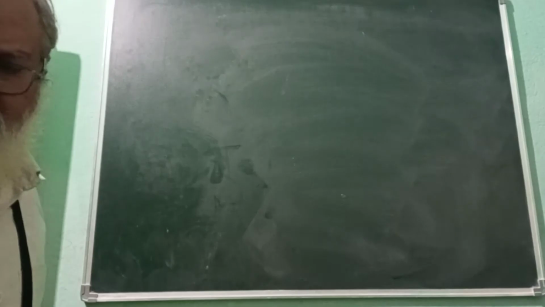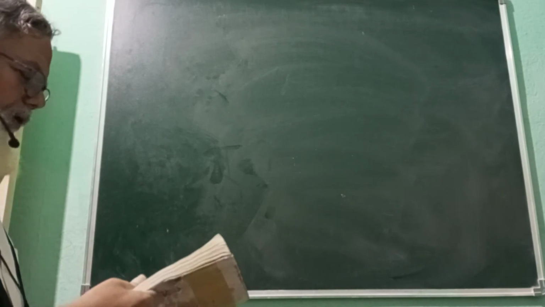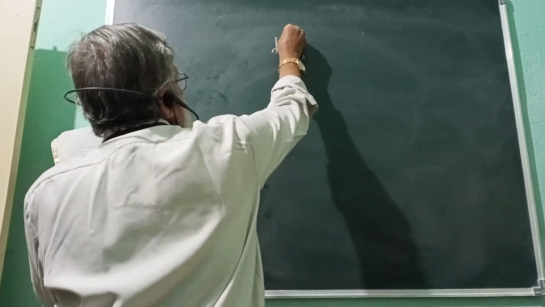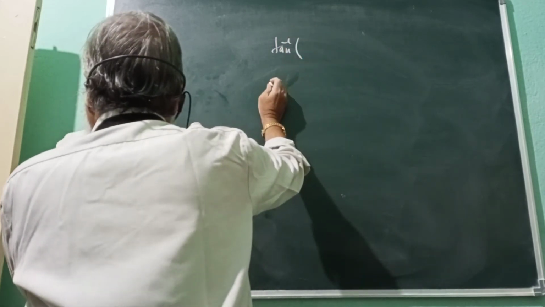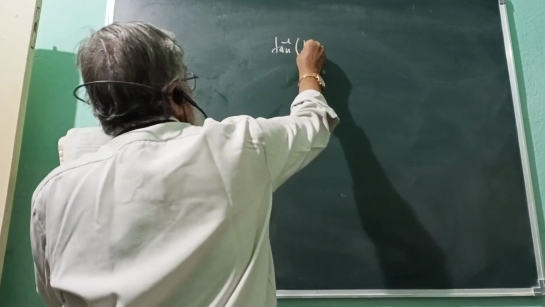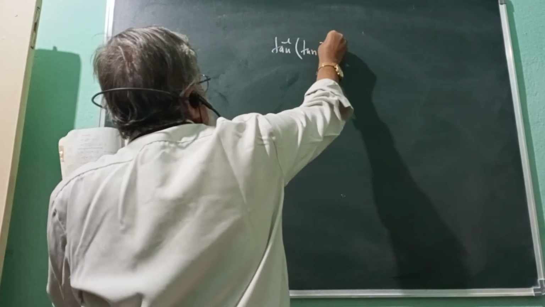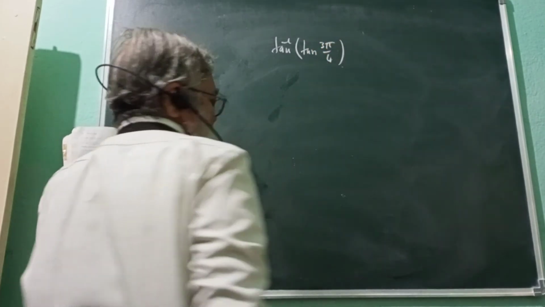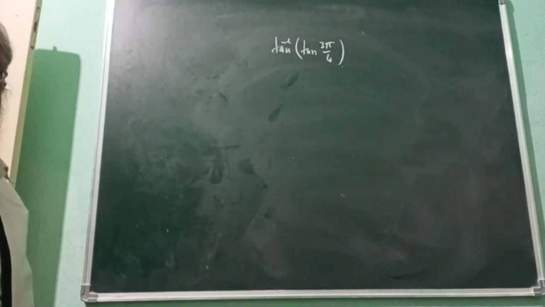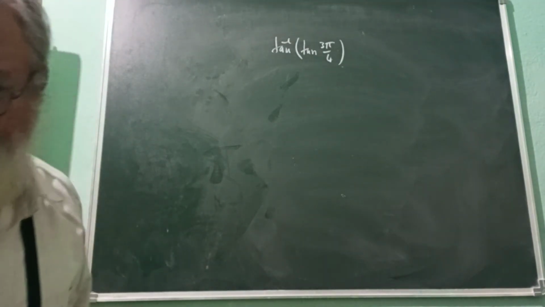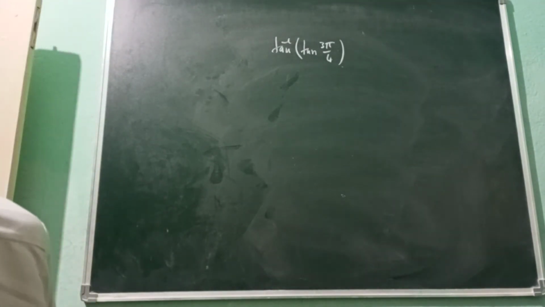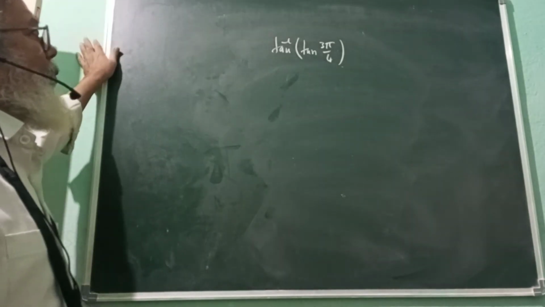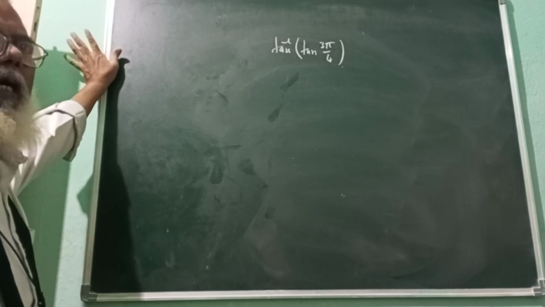Next problem. Find the value of tan inverse of tan 3 pi by 4, sorry. So again we observe that the value 3 pi by 4 is not between minus pi by 2 and plus pi by 2. So therefore we have to simplify it.